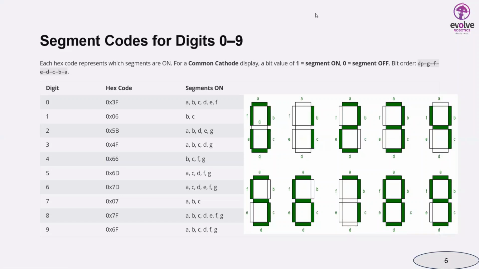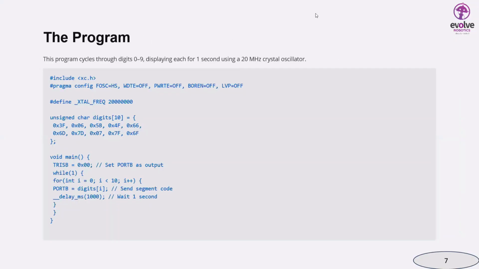We have understood that each digit from 0 to 9 has a unique code. These codes are stored in an array inside the program. Now, let's look at how to do the programming for displaying the digits from 0 to 9 with 1 second delay. So, let's start. As you all know, first you have to set the configuration bits. After setting them, you have to give the frequency of the microcontroller.